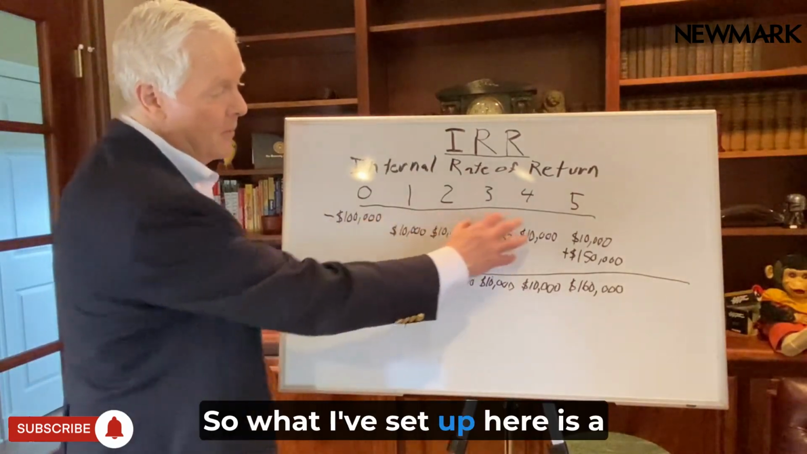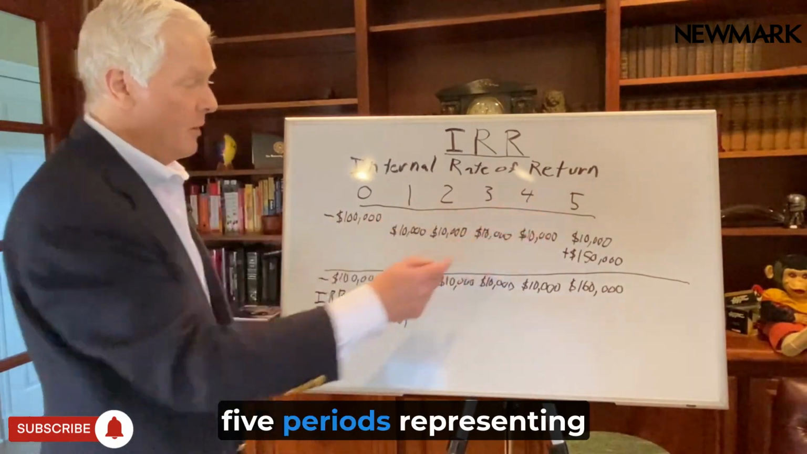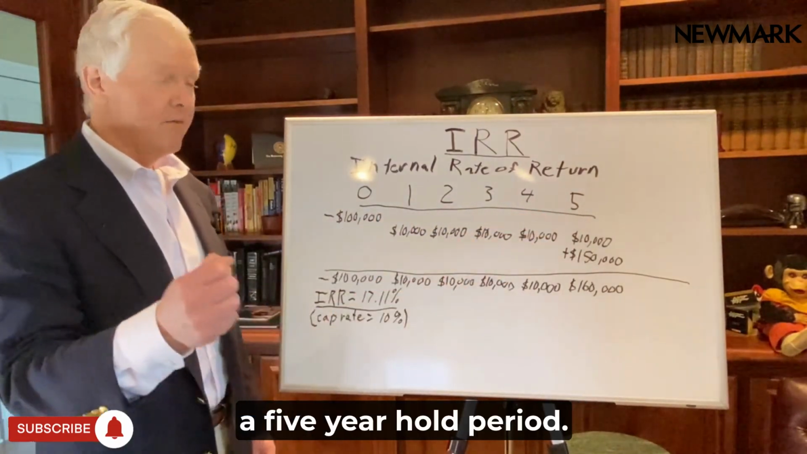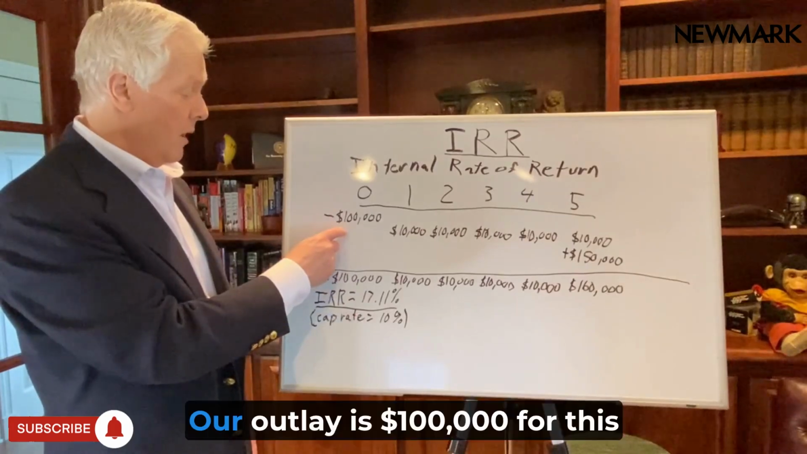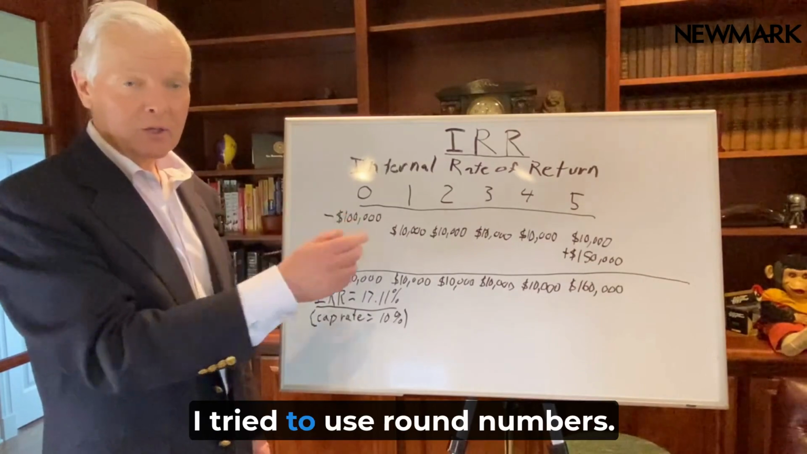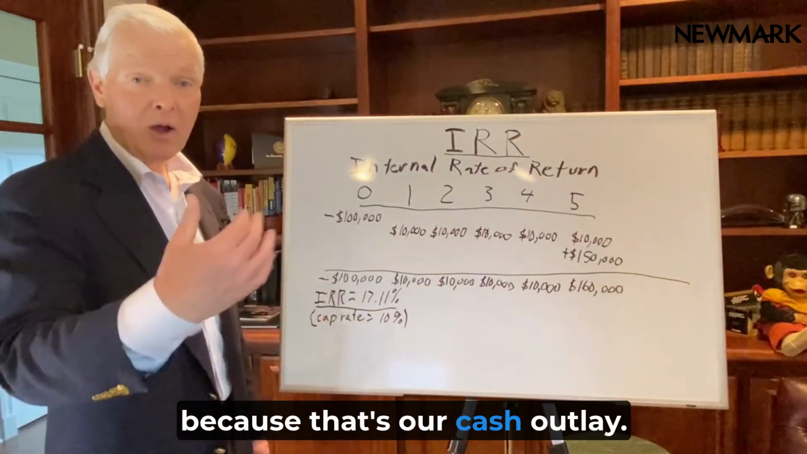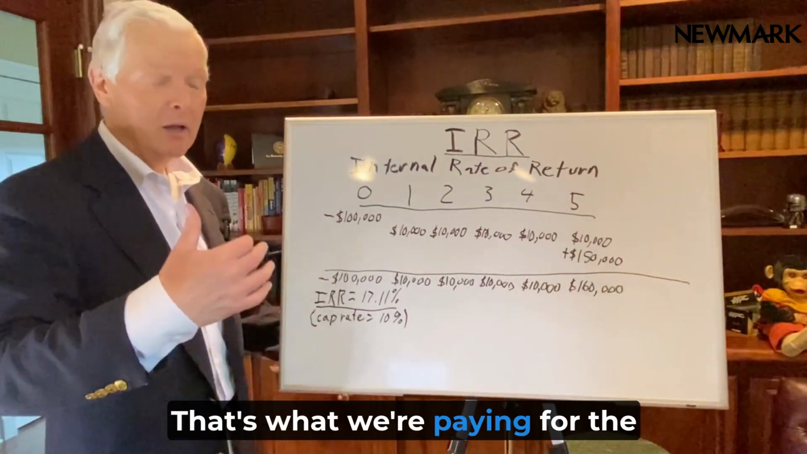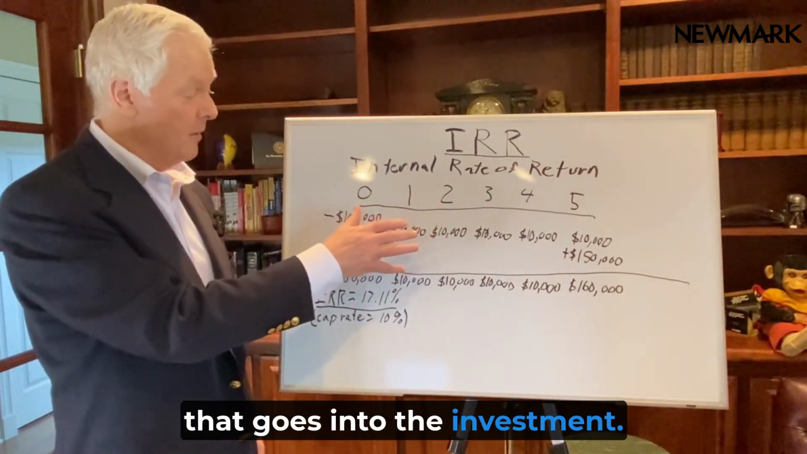So what I've set up here is a very simple spreadsheet with 5 periods representing a 5-year hold period. Our outlay is $100,000 for this piece of real estate. I tried to use round numbers. We put a negative number here because that's our cash outlay. That's what we're paying for the real estate. So that goes out, that goes into the investment.